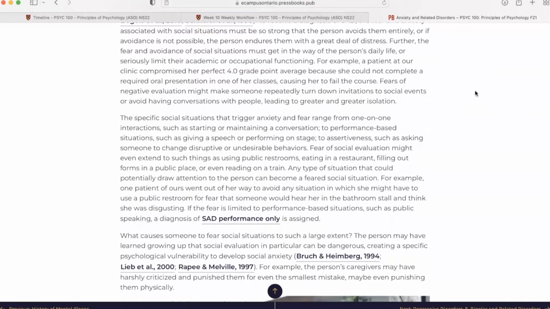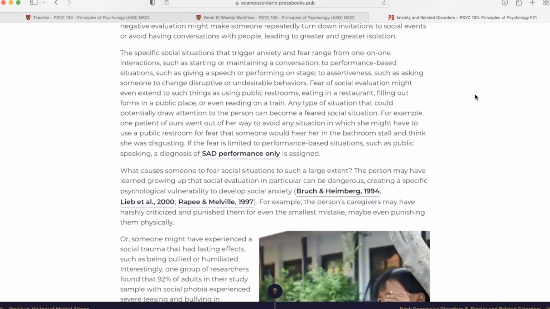Fears of negative evaluation might make someone repeatedly turn down invitations to social events or avoid having conversations with people, leading to greater and greater isolation. The specific social situations that trigger anxiety and fear range from one-on-one interactions, such as starting or maintaining a conversation, to performance-based situations, such as giving a speech or performing on stage, to assertiveness, such as asking someone to change disruptive or undesirable behaviors. Fear of social evaluation might even extend to such things as using public restrooms, eating in a restaurant, filling out forms in a public place, or even reading on a train. Any type of situation that could potentially draw attention to the person can become a feared social situation.